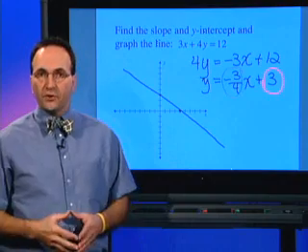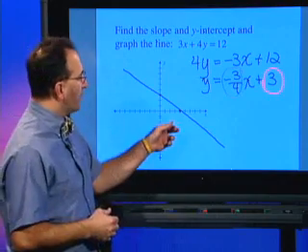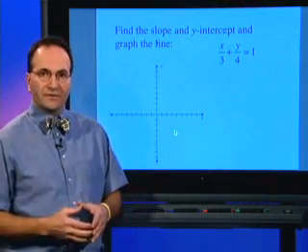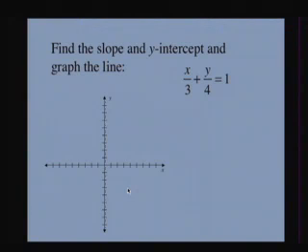Well, now it's time for you to try a problem. So the problem I'd like you to do is this. Find the slope and y-intercept of, and then graph the line, x over 3 plus y over 4 is equal to 1. Pause the video while you work on this problem, and when you are finished, restart the video to check your solution.